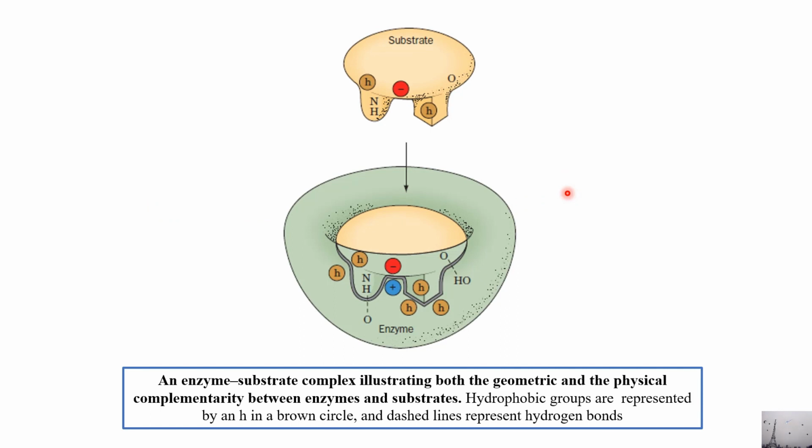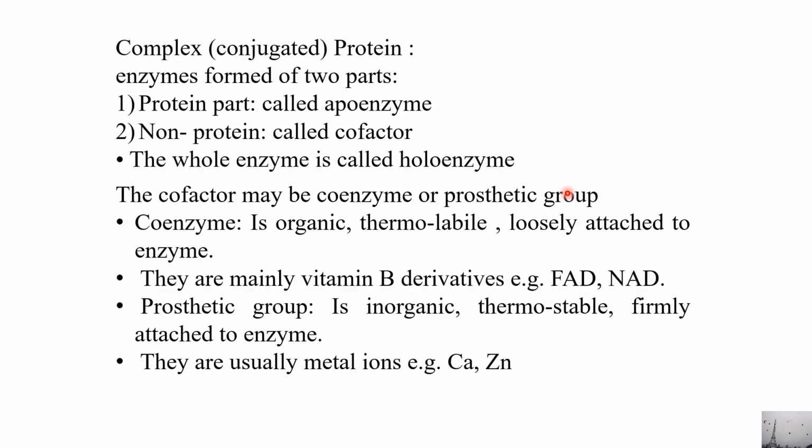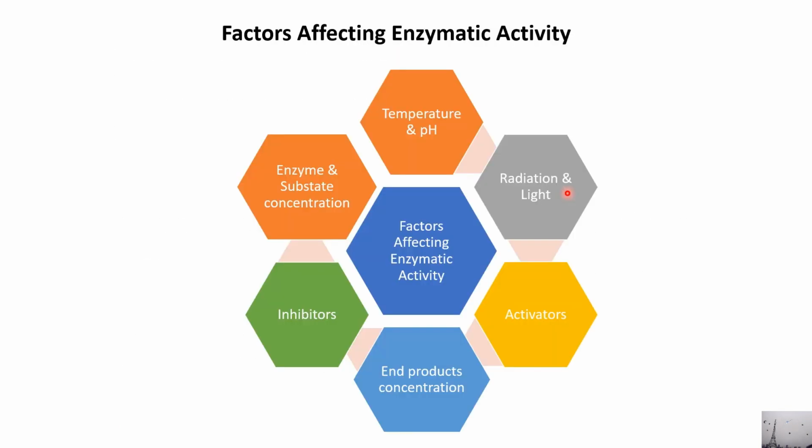So you see, this is an enzyme complex. It basically shows the geometric and the physical complementarity between enzymes and substrates. So these are the factors that affect enzymatic activity: temperature and pH, which need to be optimum, radiation and light, activators, end products, inhibitors, and then enzyme and substrate concentration.